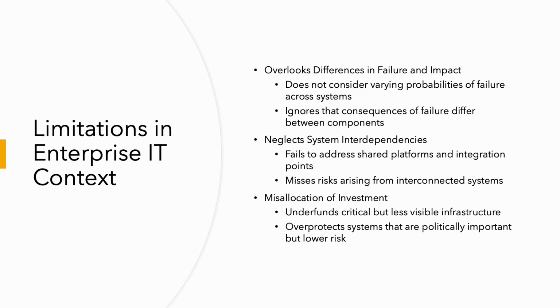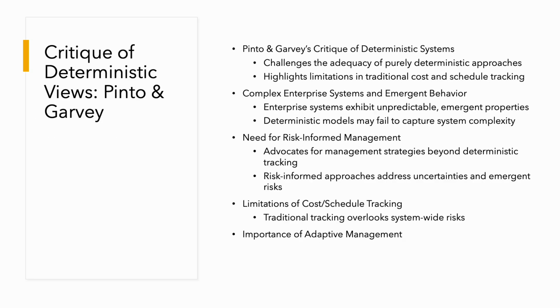In enterprise IT, 2 systems with identical budgets can have radically different risk profiles. Deterministic budget cuts ignore this. They underfund critical systems and overfund low-impact systems. This misalignment increases risk and wastes money.